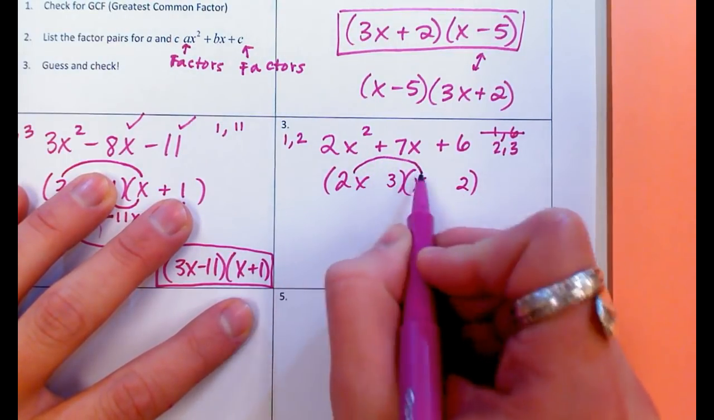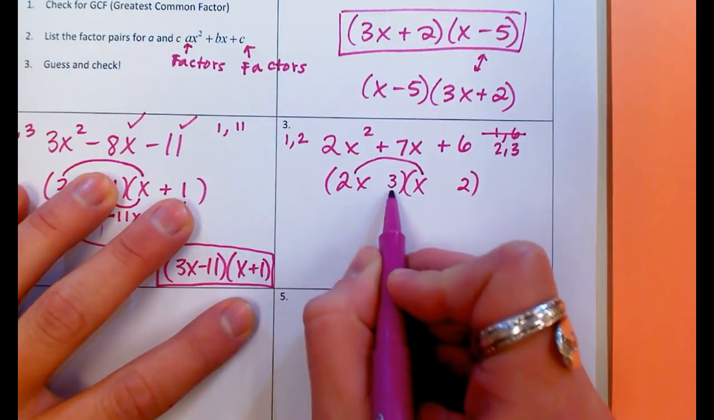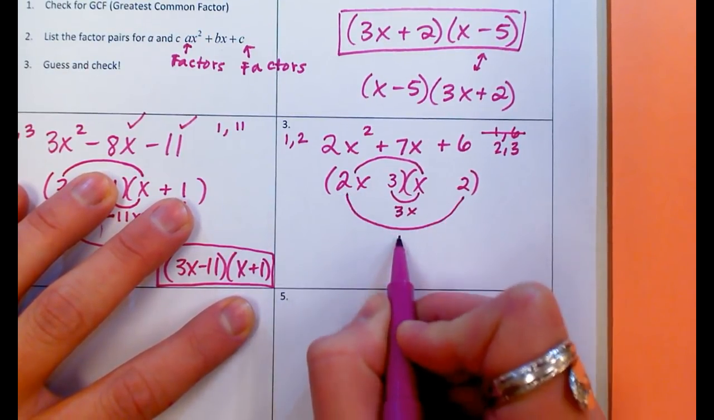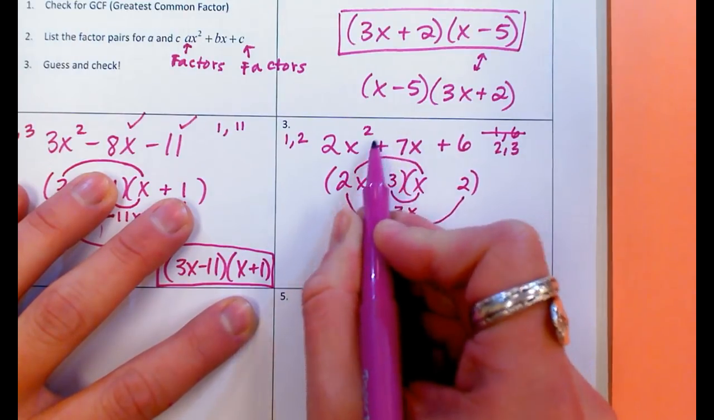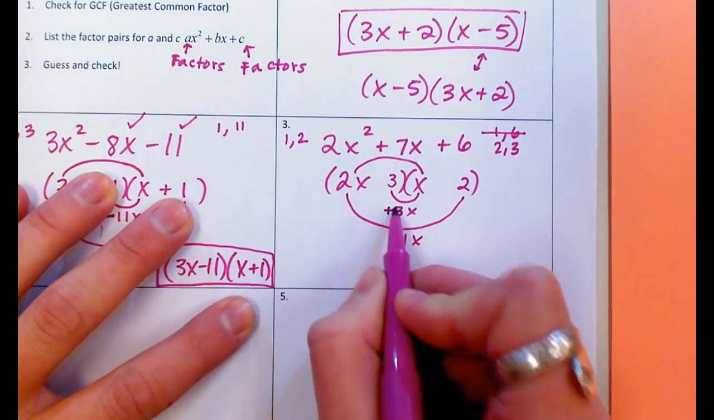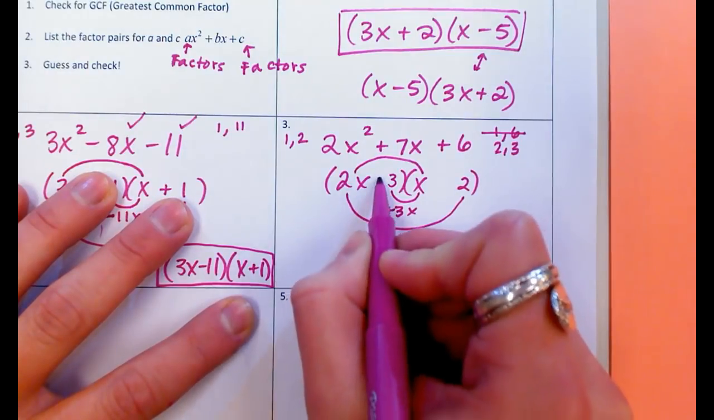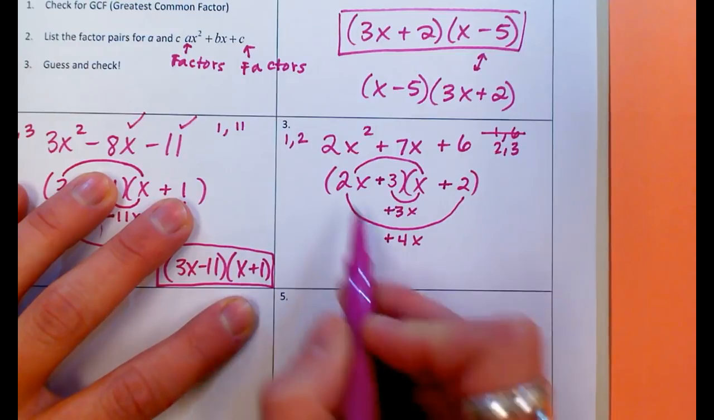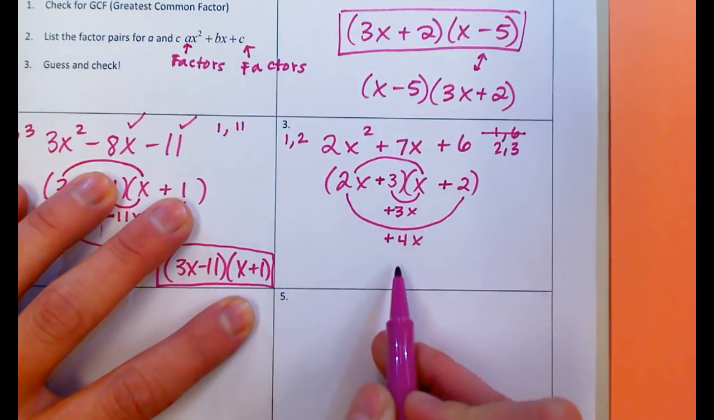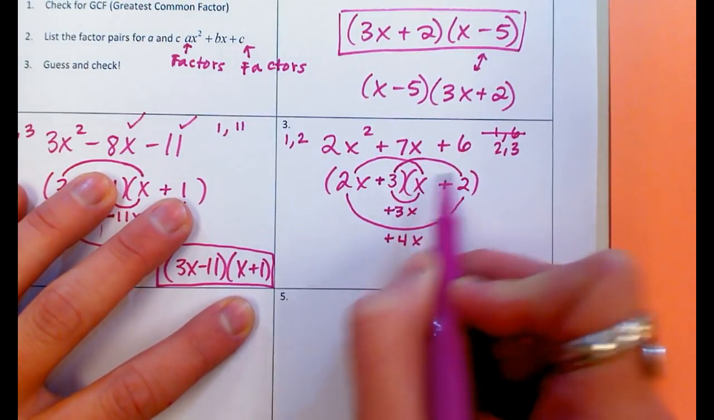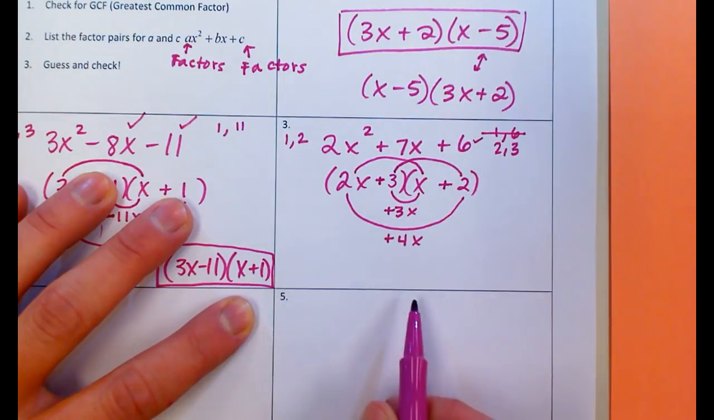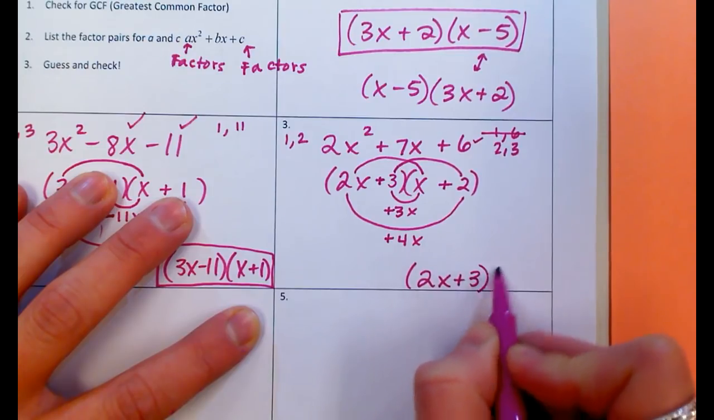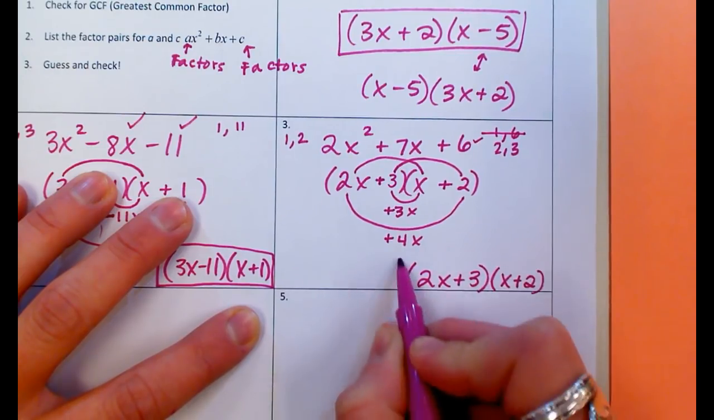2x times x is 2x squared. 3 times x is 3x. 2x times 2 is 4x. Well, in order to get 7x as my middle term, both of these must be positive. So I have positive 3x and positive 2. So I have positive 3x, positive 4x, and my last multiplication, 3 times 2 equals 6. So these have worked, and my factors are 2x plus 3 times x plus 2.